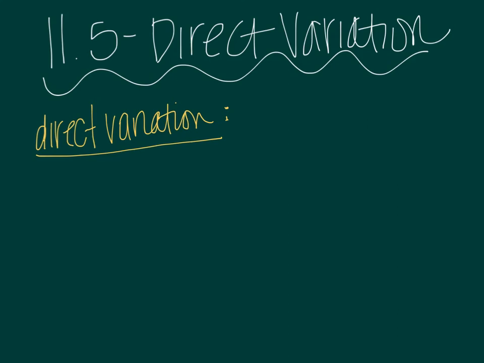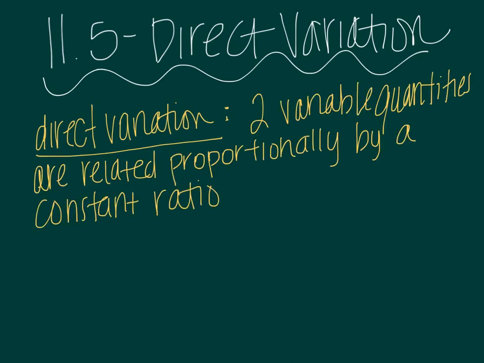Okay, today we're starting 11.5, which is direct variation. So we're going to start by defining what direct variation is. Direct variation is when two variable quantities are related proportionally by a constant ratio. And we are always going to see this as y equals k times x, where k can represent your slope.